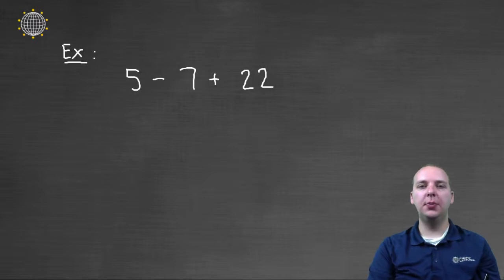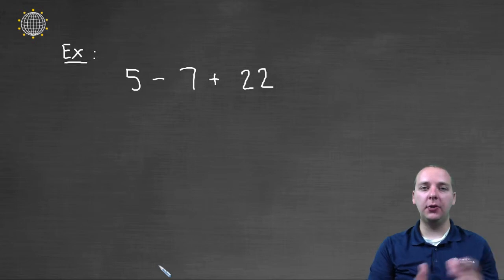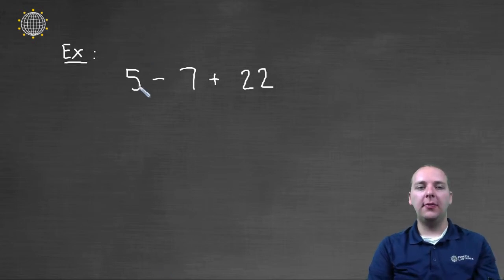Let's practice a few examples adding and subtracting numbers. Let's say we have 5 minus 7 plus 22. Whenever you just have addition and subtraction, you can just do these operations from left to right. So first up, we have 5 minus 7.